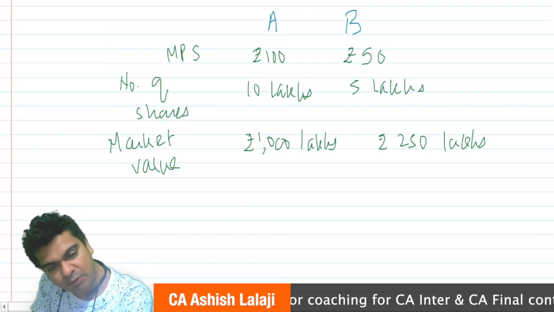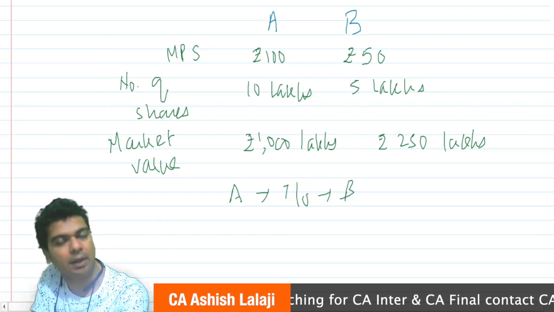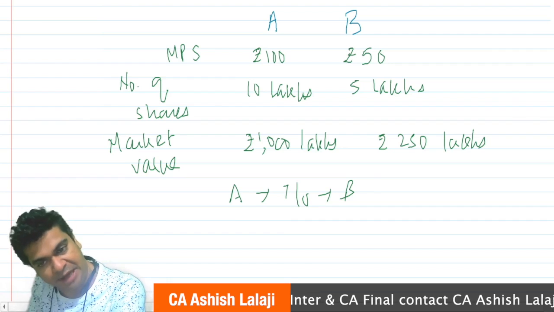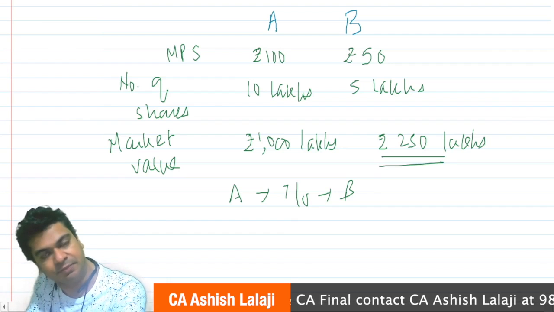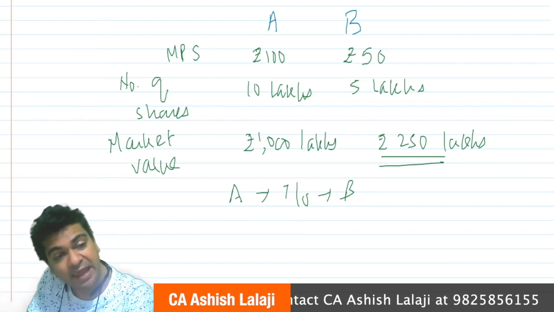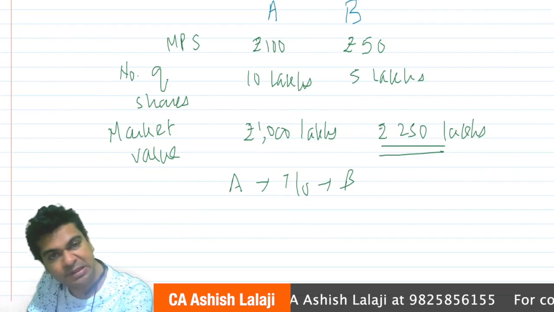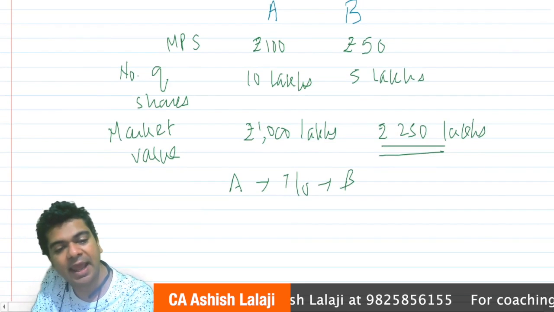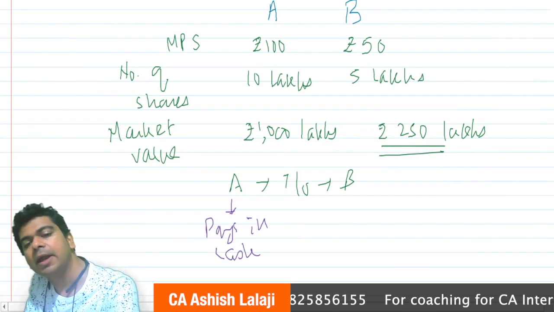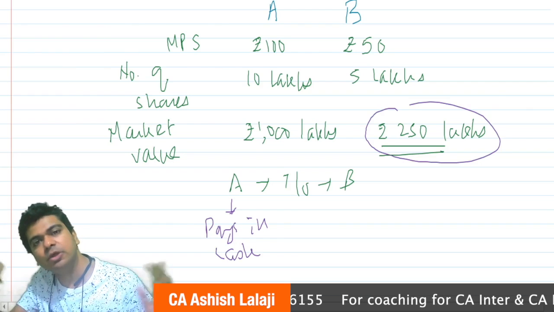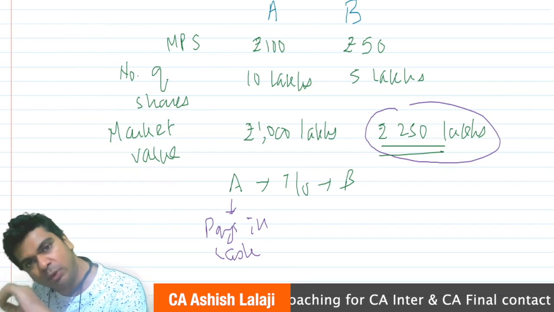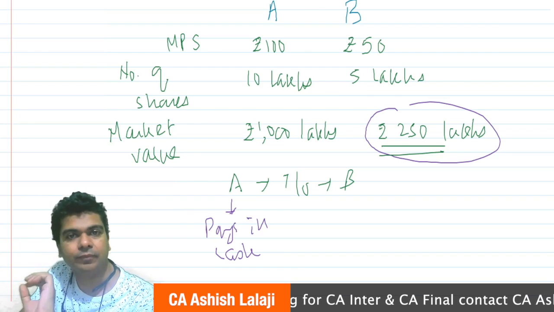Now, A wants to take over B. A is interested in going for a merger. The market value of company B is 250 lakhs, so let's consider this 250 lakhs to be the fair value of company B. If A wants to take over B, the first option is that A pays in cash. Let us say A is sitting on huge cash reserves of 250 lakhs. So one possibility is that A can offer 250 lakhs in cash to company B and take over company B.